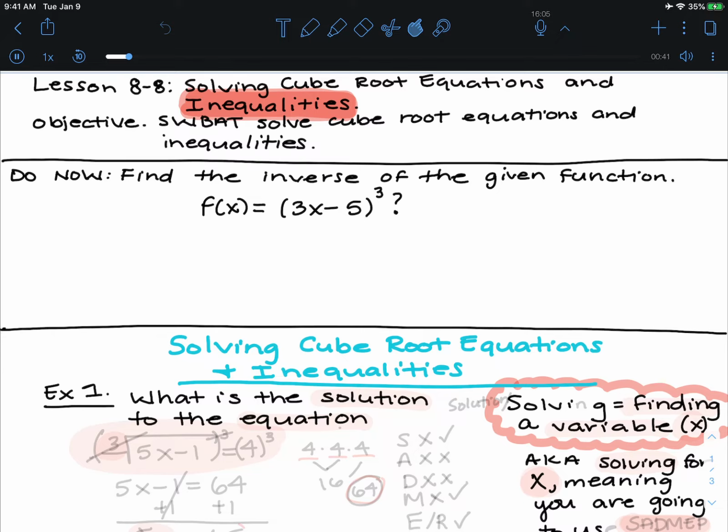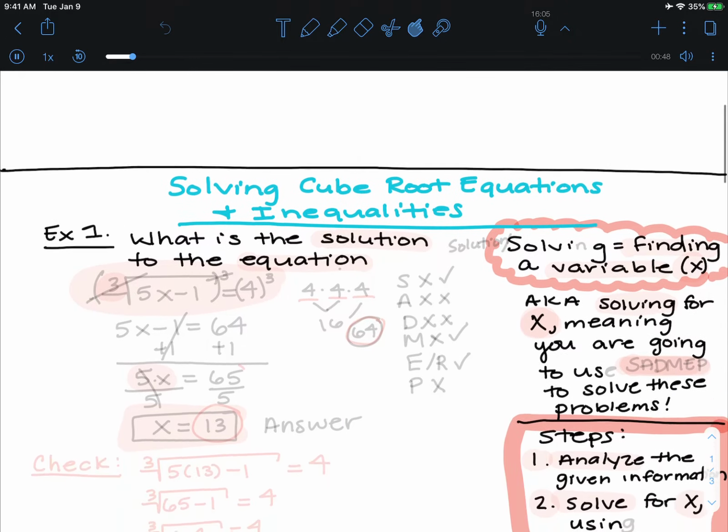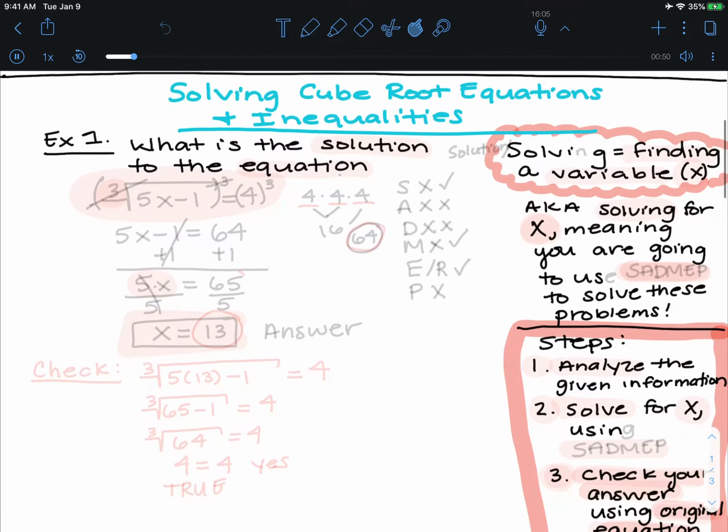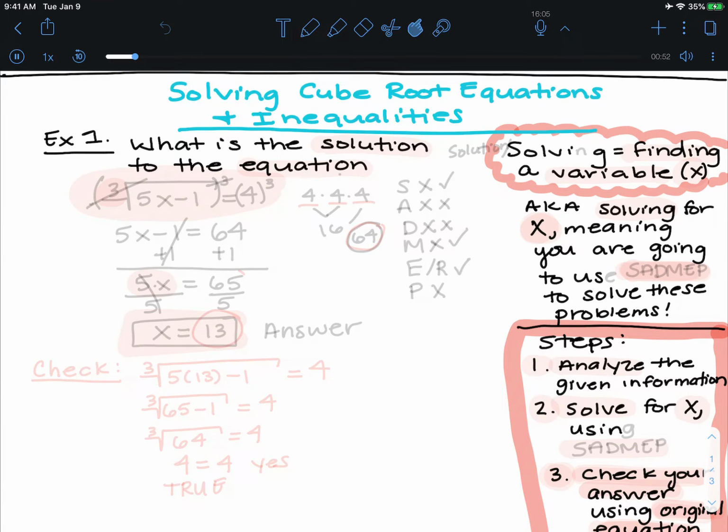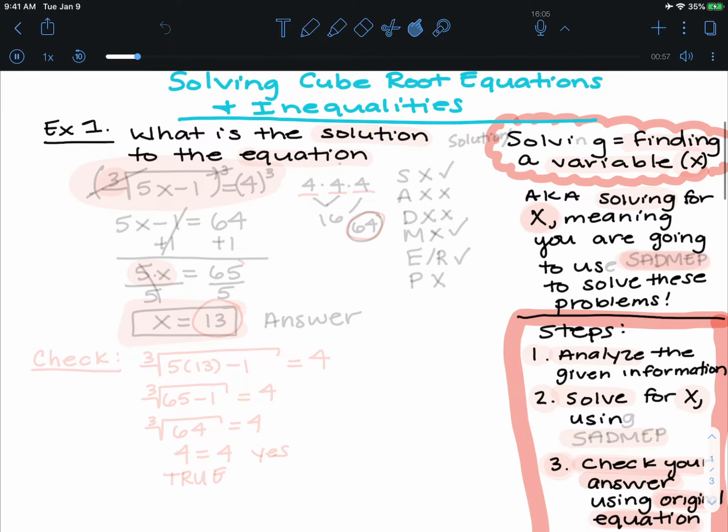Okay, so for today's lesson, we are going to be solving cube root equations. The inequalities, we'll do that one tomorrow, okay? But before we continue with this lesson, I do want to go ahead and talk to you about all of these things that I have here on the right side of my screen, okay?